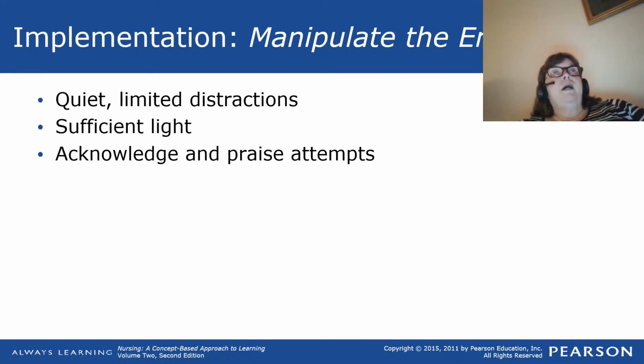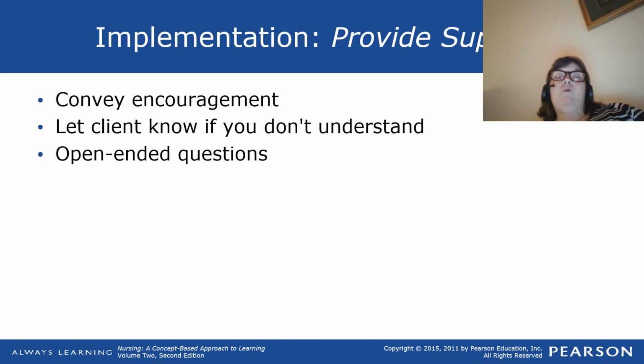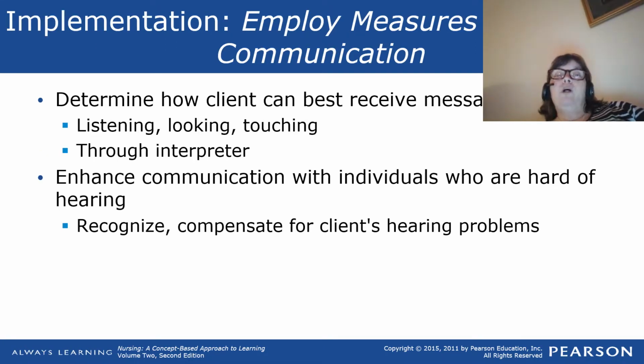The next step in that is implementation. Sometimes it's a matter of manipulating the environment. So limit the distractions, offer a quiet environment for communication. Make sure there's sufficient lighting, especially if there is a visual impairment. We want to acknowledge and praise any attempts at communication. We want to provide support, and we do that by conveying encouragement. Let the client know if you don't understand, and ask open-ended questions. We want to employ measures to enhance communication.